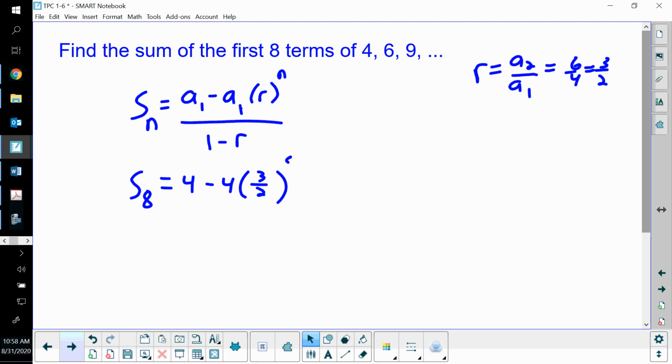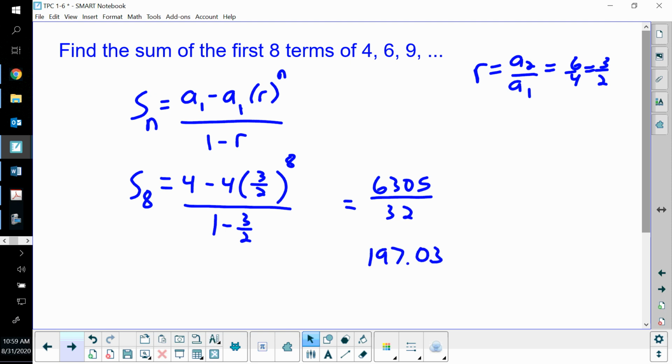We're raised to the n, which was 8. And then we have 1 minus 3/2 in the denominator. Now when we put this in, if you chose to keep it as 3/2, it will give you a fraction back in the calculator. Or if you chose to put it in as 1.5, you would get 197.03125. This is okay, the decimal's terminating.